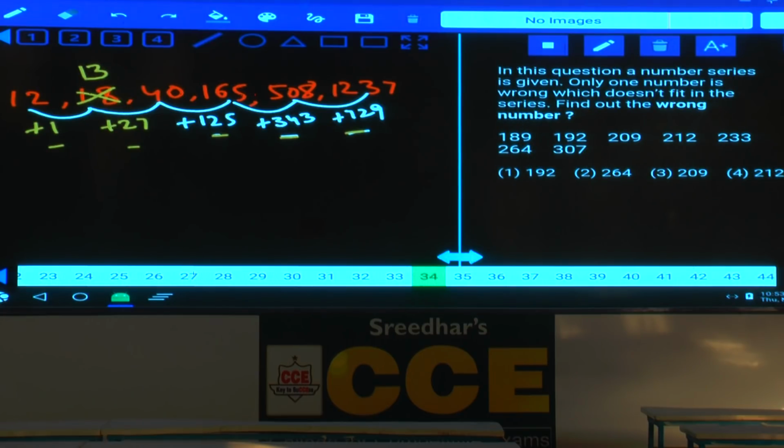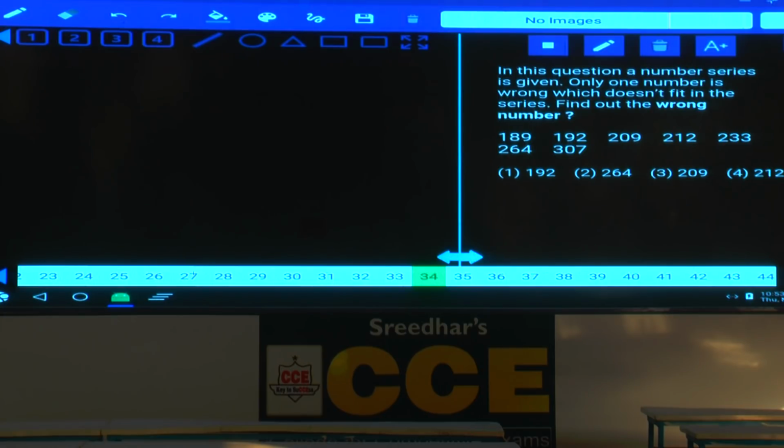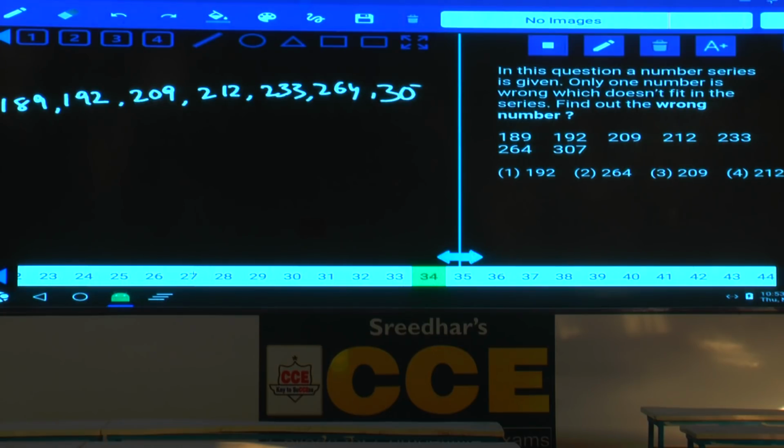Then question number 34. Now 34, 189, 192 and so on. And this again comes under difference because the numbers are increasing at a very small rate. 189, next one 192, 209, 212, 233, and next one to this is 264, 307. Tell me what is the difference between these numbers? 189 and 192, the difference is 3. 192 and 209, 8 plus 9, 17.